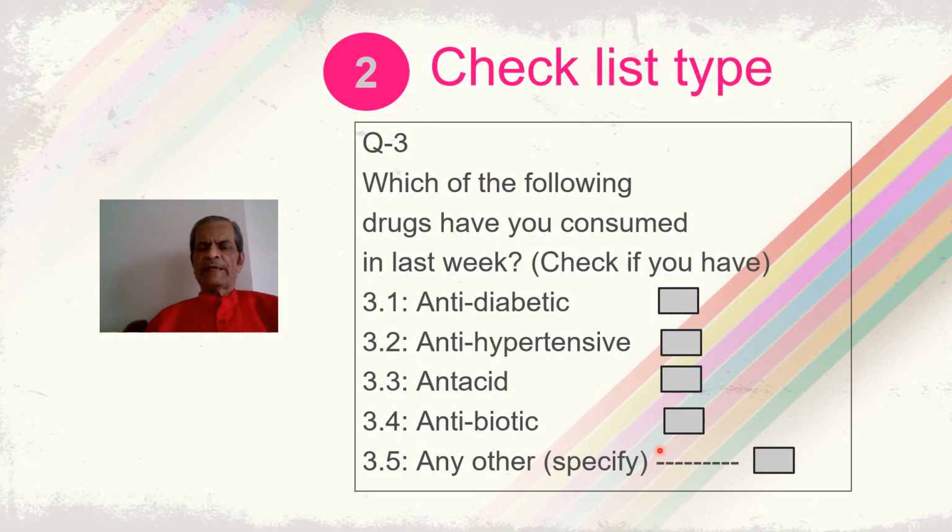So if you have taken any, say, anti-anemic drug, you mention that you have taken anti-anemic and you check against it. If you have consumed any other item which is not in this list, you check against that item after writing it over here. So checklist type of research question is nothing but a question followed by the list, and you have to check the item that is appropriate according to the question.